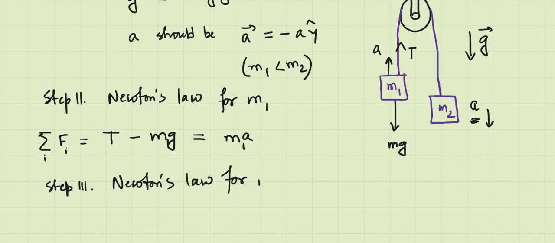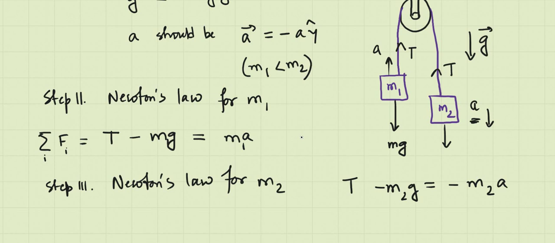for m2. Well, in this case, a is going to be negative, so we're going to have minus m2a. mg is going to be negative, so we have minus m2g, and of course the tension is going to be positive, so we have T.